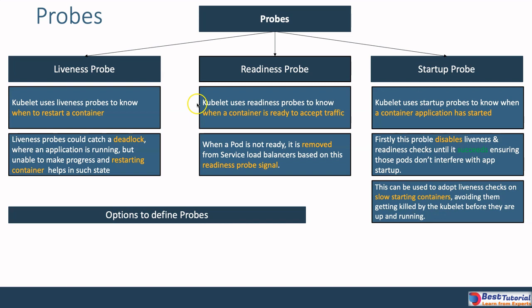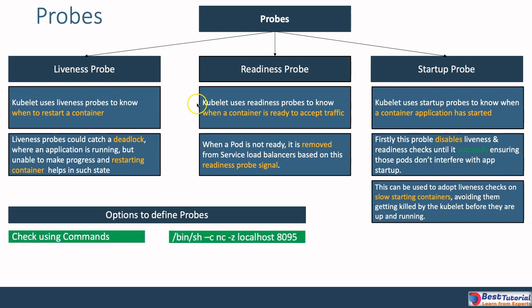Either it is a liveness probe or readiness probe or startup probe. So one is checking using commands. So we'll have shell scripts, right? So we can create using shell that netcat -z localhost 8095 to check whether that respective localhost with that port is available or not, or any other command, whatever we want to use to ensure that our application is up. So we can use those shell commands.